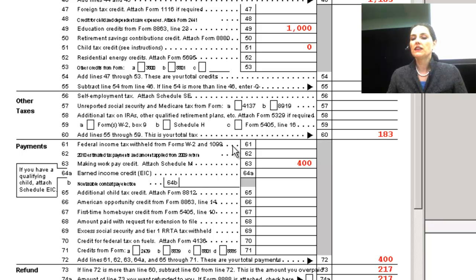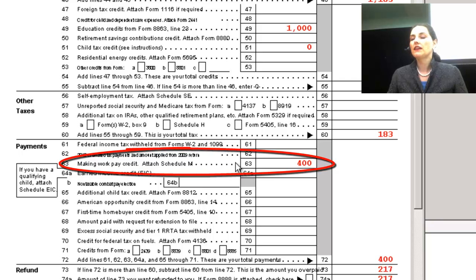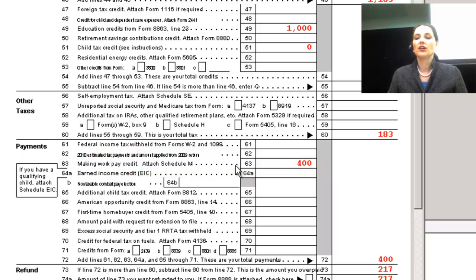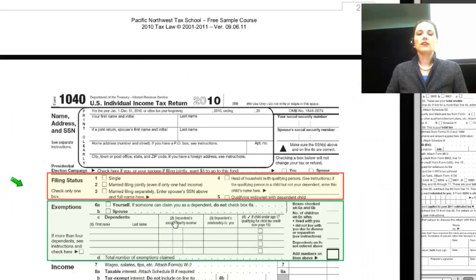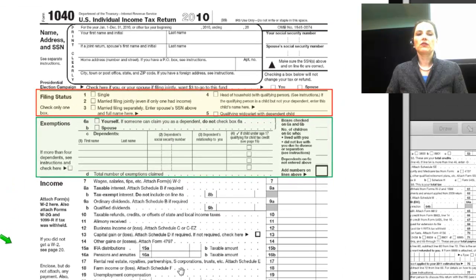Well, Test did not have any income tax withheld from his pay, but he is eligible for a Making Work Pay credit. The Making Work Pay credit is a refundable credit, and you can see that whether he had tax or not, this credit has not changed. It's still $400, but this time it's going to be used to pay his $183 tax bill, and he's left with a refund of $217. So let's take a look at the Form 1040 a little bit more closely.